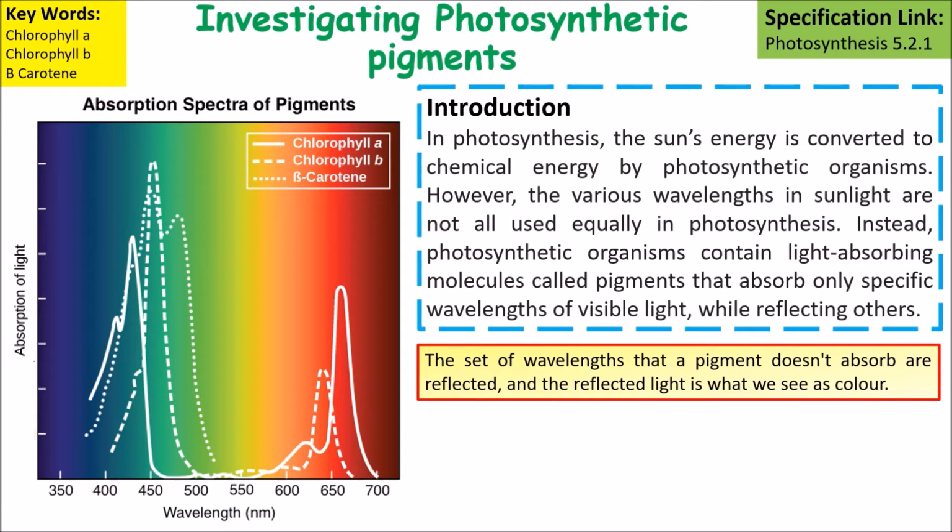The set of wavelengths that a pigment doesn't absorb are reflected, and it's the reflected light that we see as the colour, which is why we see plants as being green.